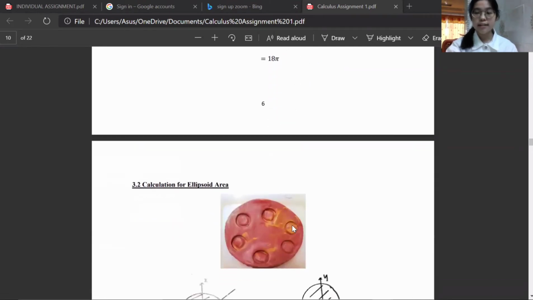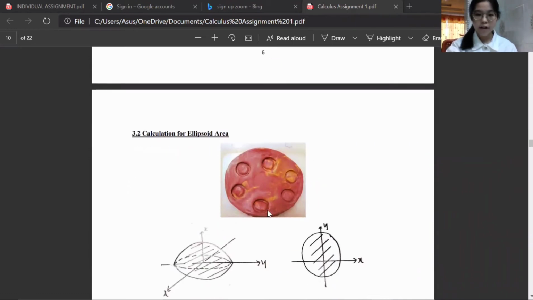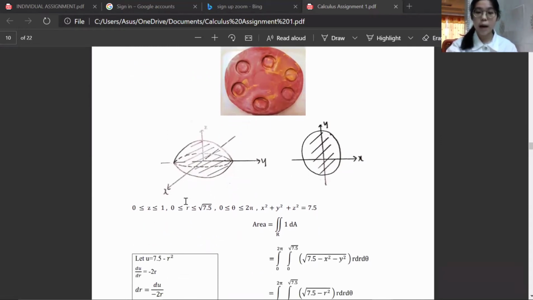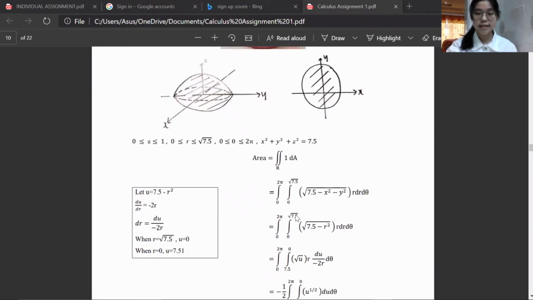The next shape included in my coupling shaft is the ellipse. For the ellipse area, the diameter is 15 cm, which I divide by 2, so the radius is 7.5. Here, we can conclude that the upper limit is square root of 7.5, while the lower limit is 0, and the height is 1 cm. For this ellipse, I also use polar coordinates to find the area, while for the volume, I still use cylindrical coordinates. You can see the calculation as below.